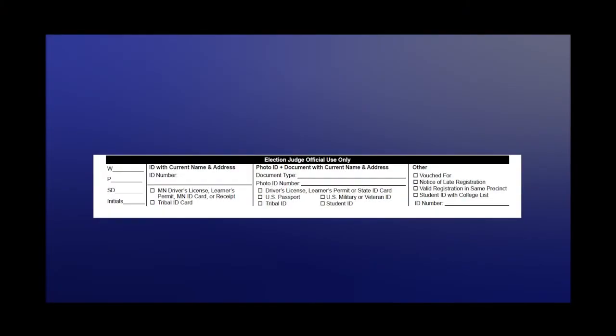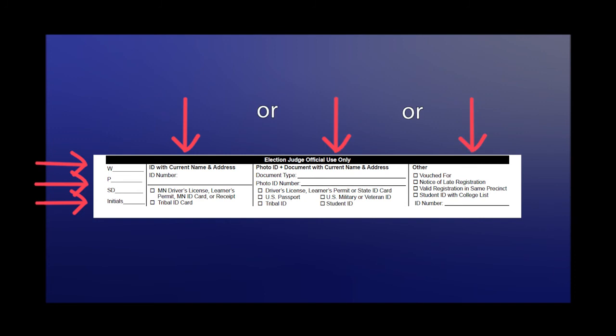After reviewing the application and the voter's documents, the election judge completes the Election Judge Use Only section, located on the bottom of the application. Record the ward and precinct information, initial the application, and check the box indicating the type of document the voter presented to register to vote.